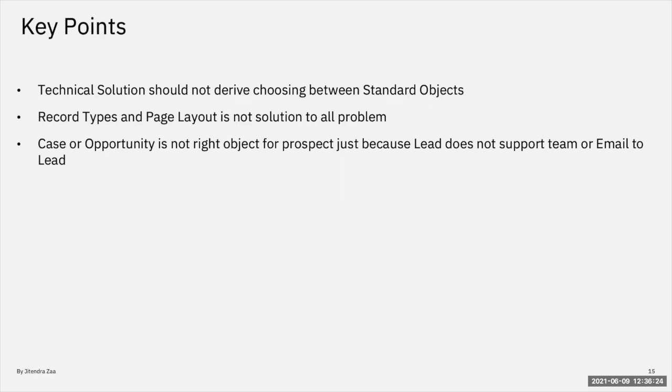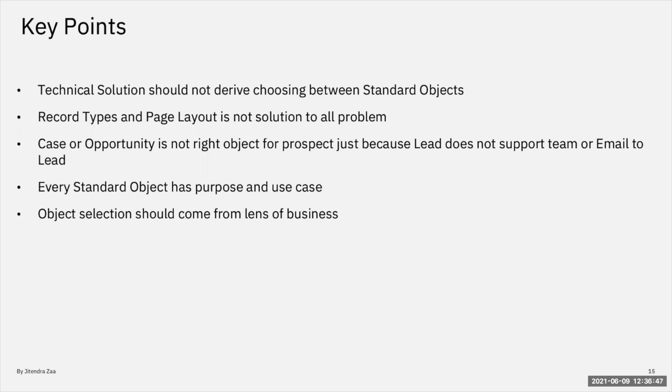Case or opportunity is not really the right place, right? Just because it supports team and lead does not support team, because that's not the purpose. The most important thing is that every standard object has its purpose and use case very clearly defined. Object selection should always come from the lens of the business. Never choose an object just because of a technical reason and making your life easier.